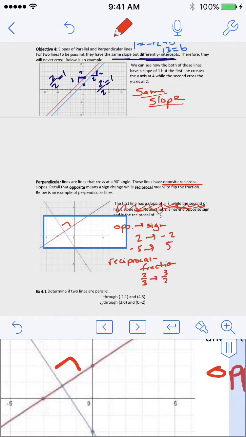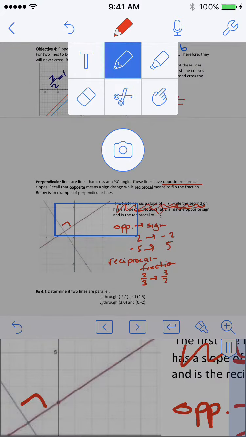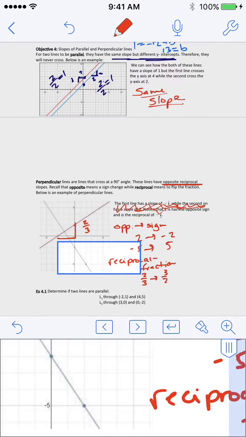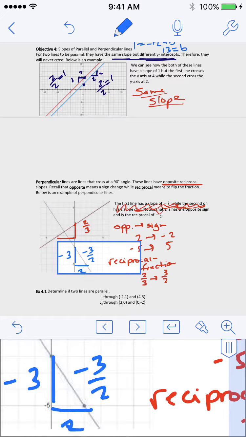So let's take a look at these two slopes right here. Let's erase this little perpendicular mark so that we can look at these a little more. Let's take a look at the red one. We've got a slope of, from here to here, run of 3, rise of 2, right? So this is a slope of rise over run, 3/2, right? Now as for the blue one, you can look down here. It goes down 3 and out 2. So -3 and out 2. So this is a slope of -3/2.